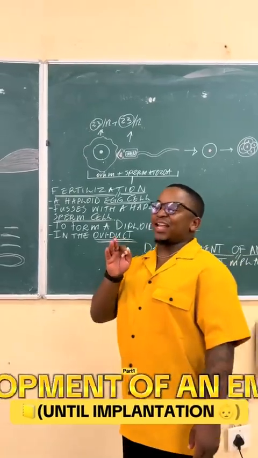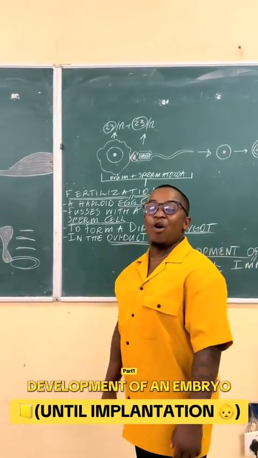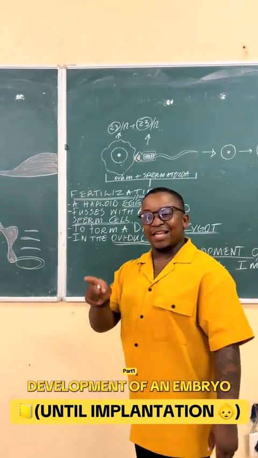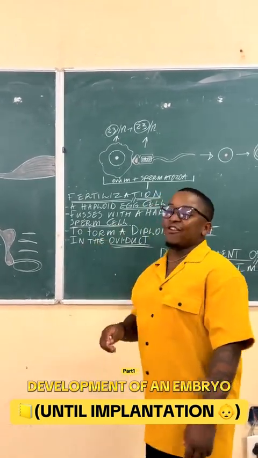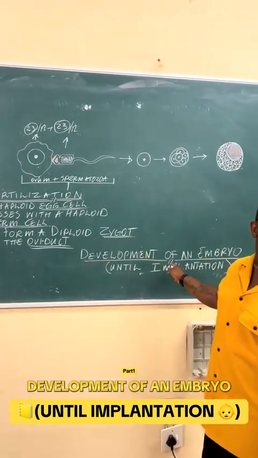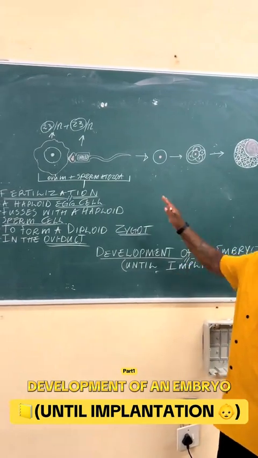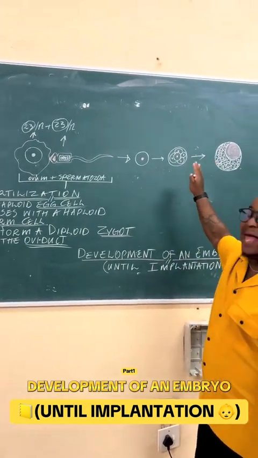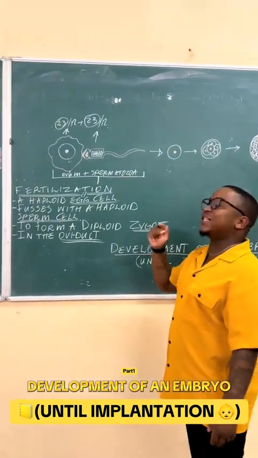So guys, we did the development of an embryo until a fetus is formed. Now we are doing the development of an embryo until implantation. In an exam, the diagram is there. How do you interpret the diagram?